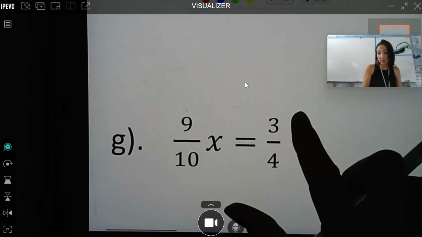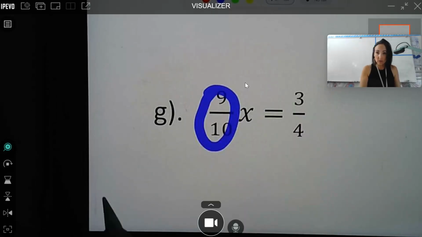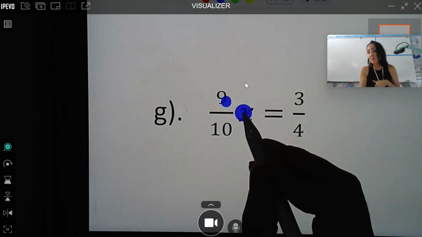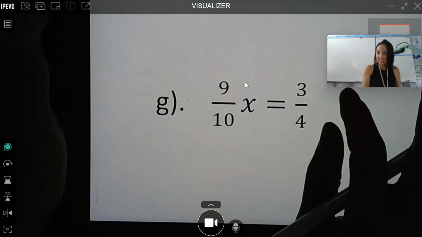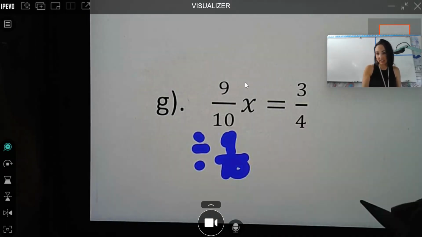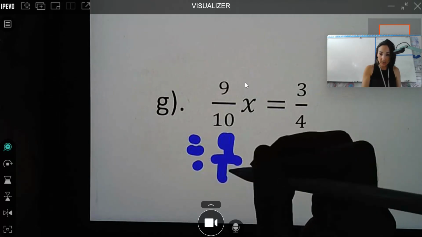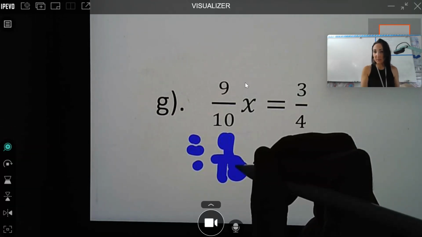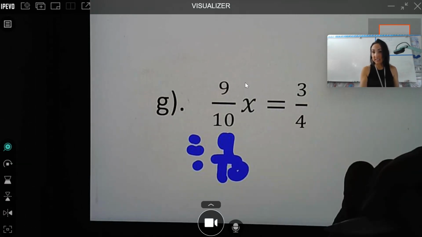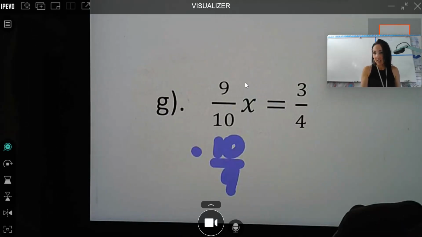Okay, but now I really do have a fraction. And when I have a fraction in front of a variable, it means multiply, right? This is 9/10 times x. So technically, the inverse operation would be to divide by 9/10. But dividing by a fraction is the same as multiplying by its reciprocal. So dividing by 9/10 is the same thing as multiplying by 10/9. So that's what I'm going to do.